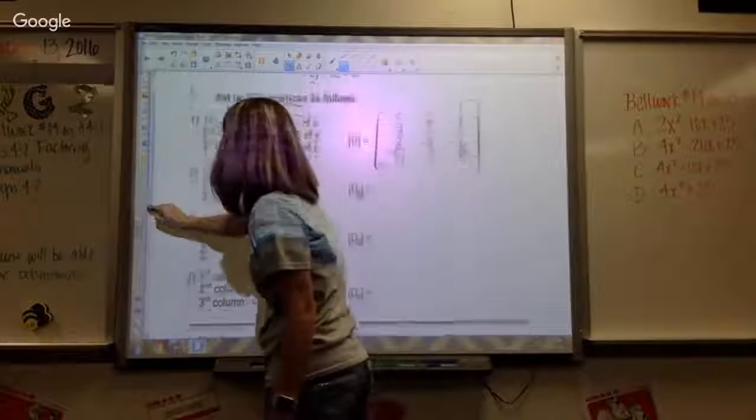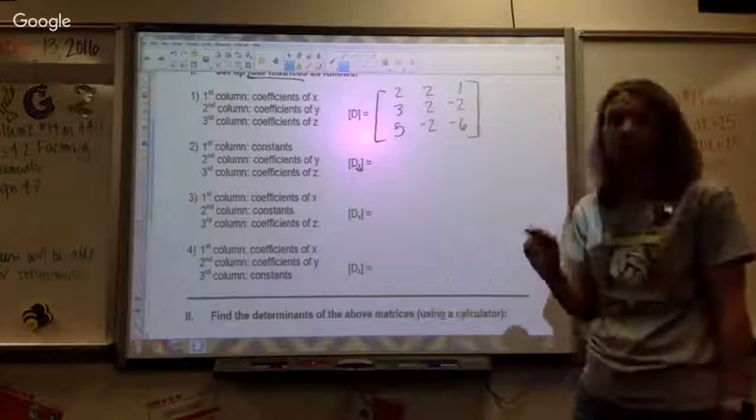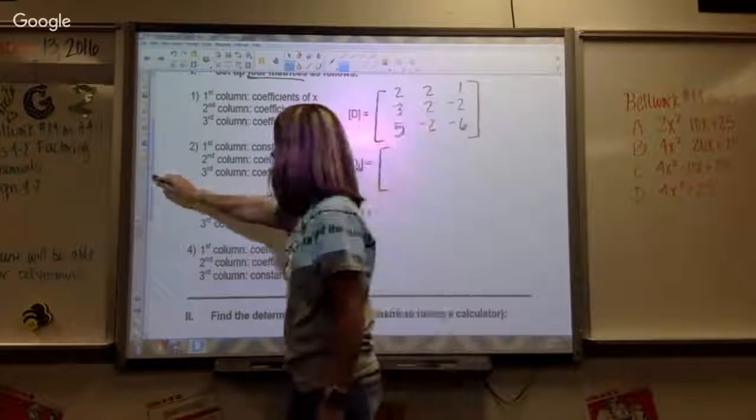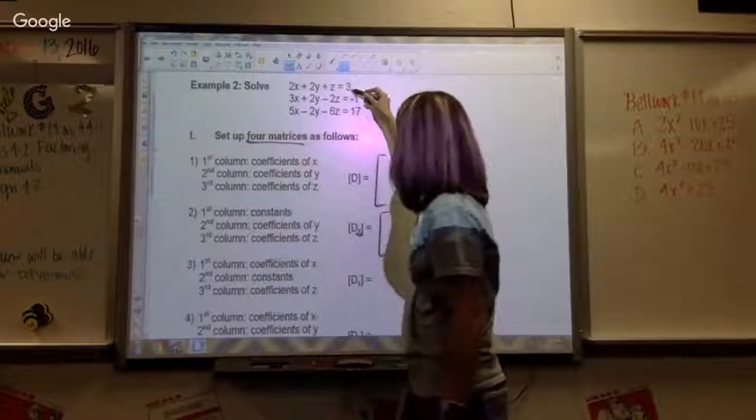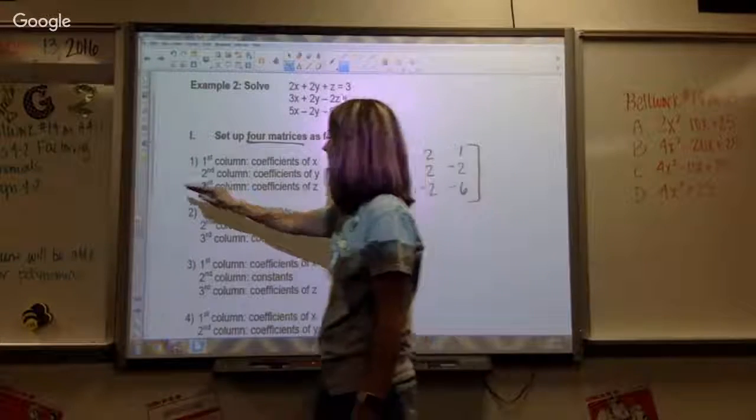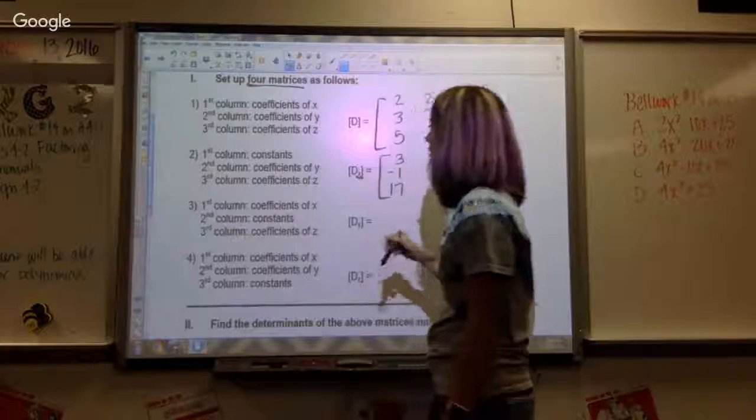So the x right there means that we're using it to solve for x. So in the x column is where your constants will go. The constants are just the numbers without the variables. So 3, -1, and 17. Everything else will include the coefficients.